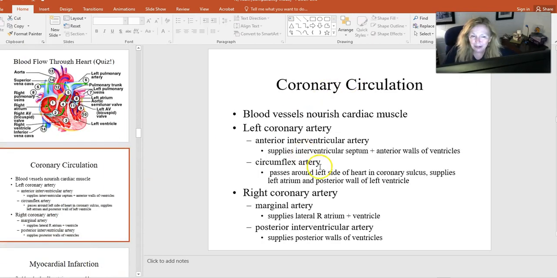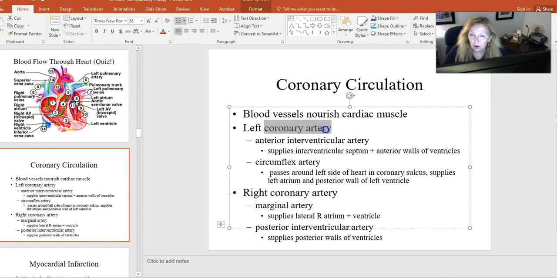Okay. I have already mentioned to you that it's the coronary arteries that nourish the heart. The heart is an organ that has to have blood supply itself.